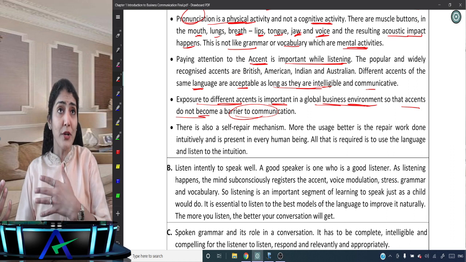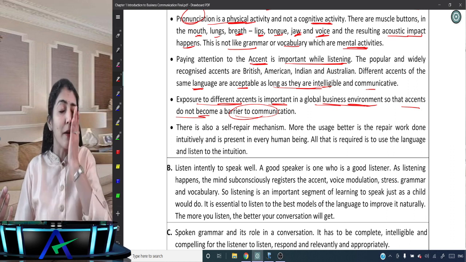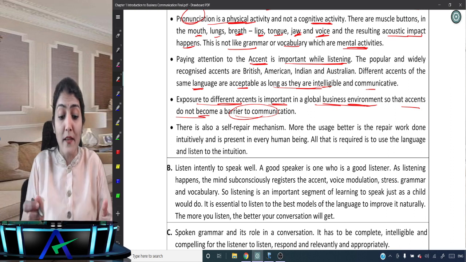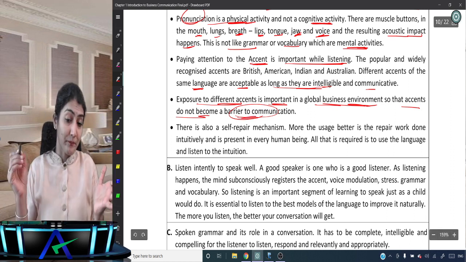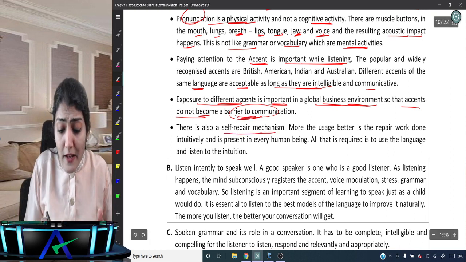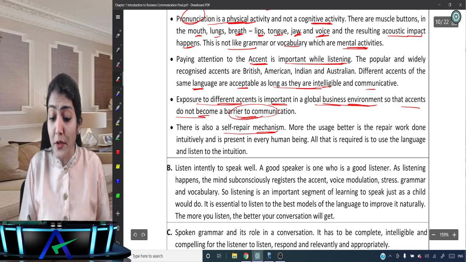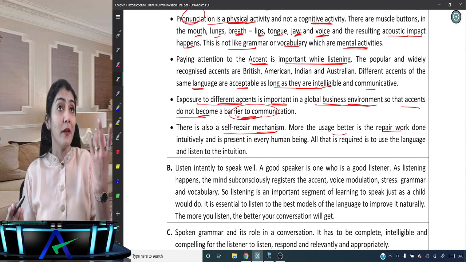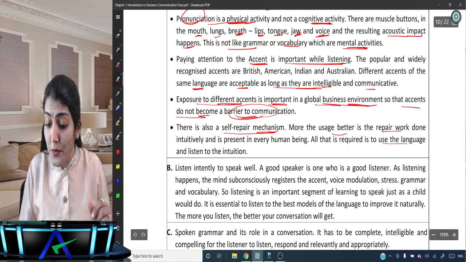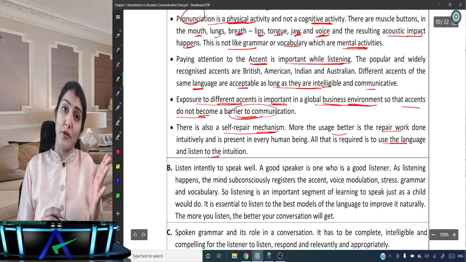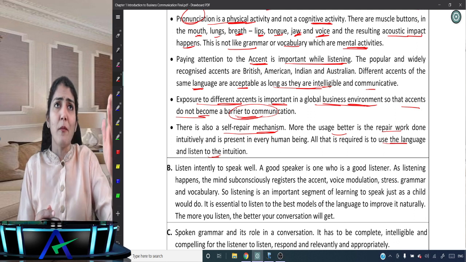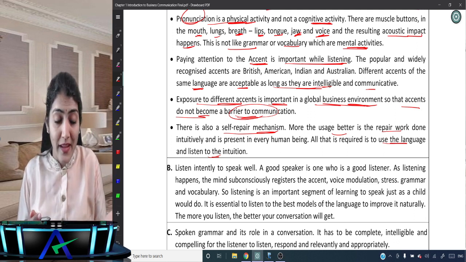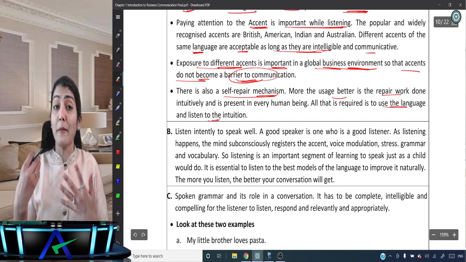So this particular barrier you should be very familiar with, even when an American or an Australian is speaking in English, so that this particular barrier is not there. There is also a self-repair mechanism. The more the usage, the better the repair work is done intuitively, and it is present in every human being. All that is required is to use the language and listen to the intuition. The more you speak, the more you listen, you become comfortable, you become good in what you do. So it's a self-repair mechanism.